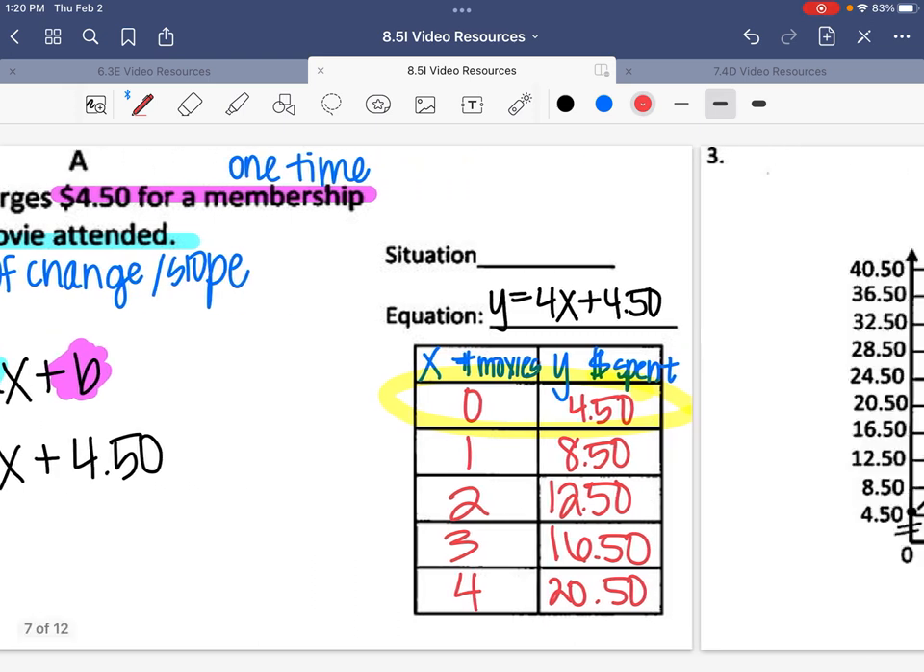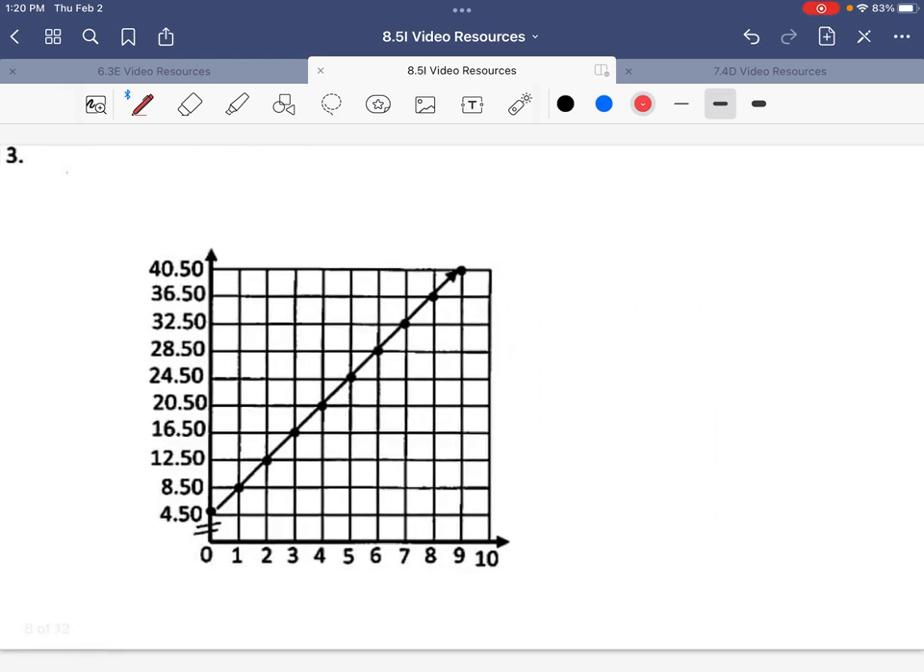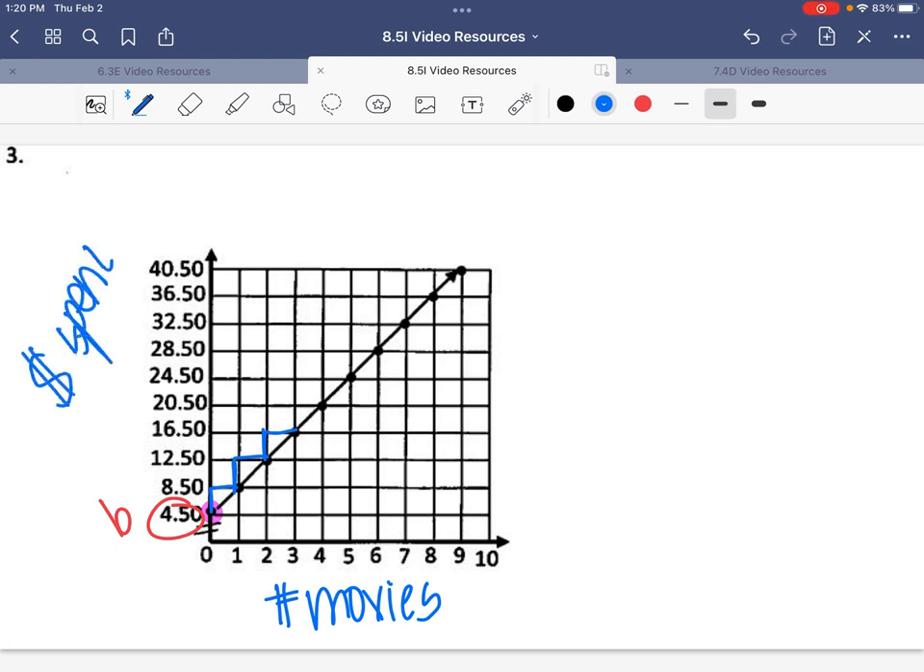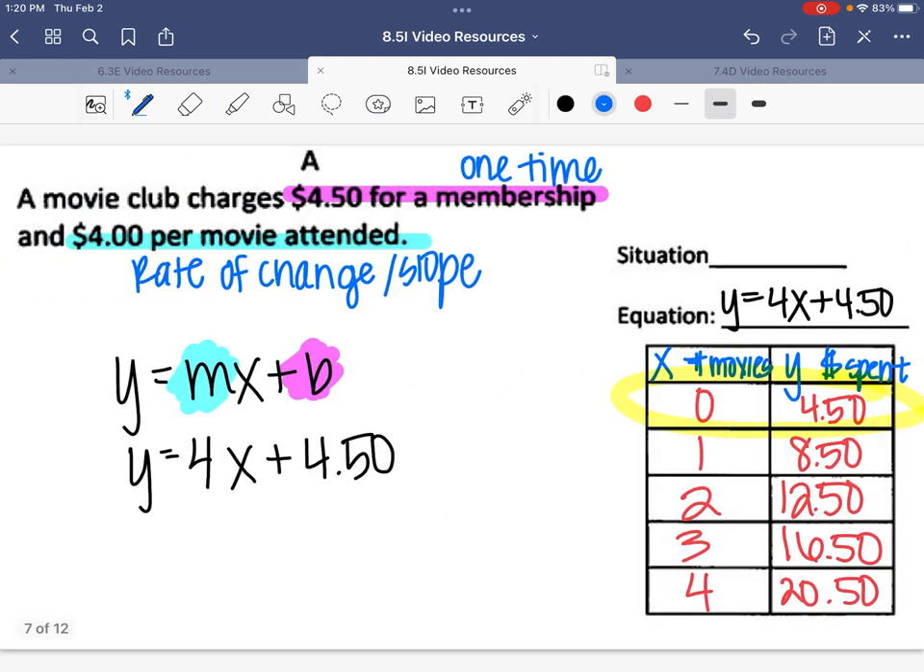All right, guys. Well, when you get to graph number 3, notice that our y-intercept is right here at $4.50. That represents our b. And each time, we're going up by $4 for each one on the x. So our x-axis is the number of movies, and our y-axis is the money spent, and this matches. So when we go back, graph 3 matches story problem A.